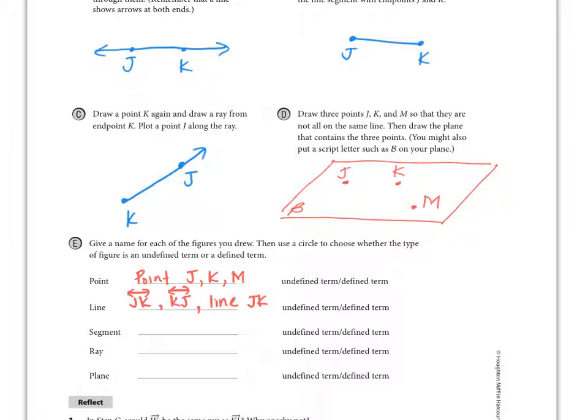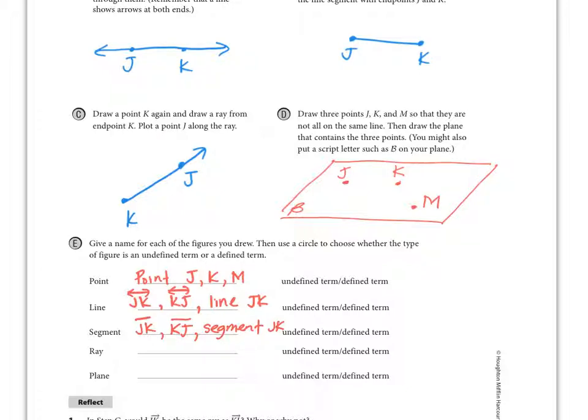For a segment, that's part B. It looks like I can label this as JK with the line segment symbol or notation above it. Notice I have no arrows there. We could call it KJ. Or we could write the word segment, and I could use JK or KJ there again.